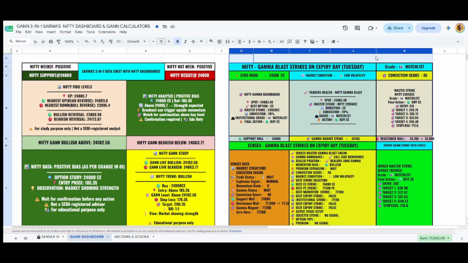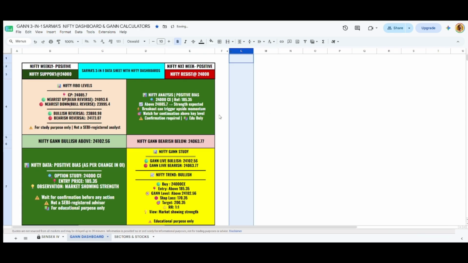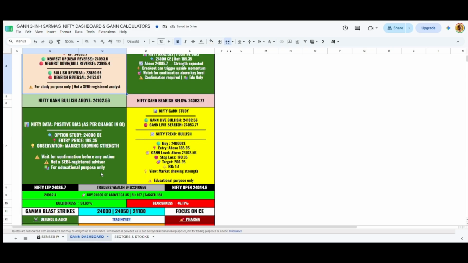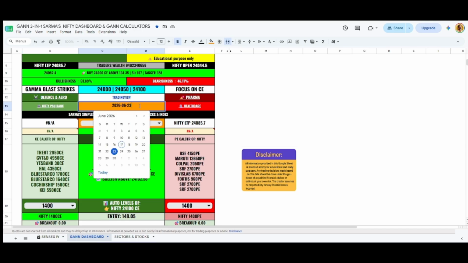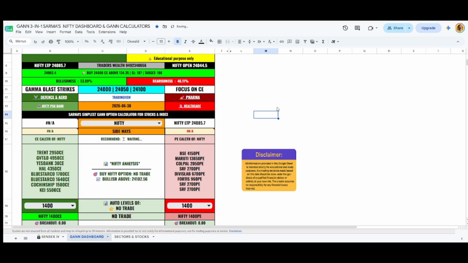First, let me hide this so that you will not be confused. In this you have three sheets. This is called three in one. You have Nifty data and Nifty Fibonacci, Nifty minute to minute momentum, and Nifty GAN, and this is Nifty OI. And after that, you have Gamma Blast strike prices, and you have two sectors over here, two gainer sectors and two loser sectors. And this is the date of expiry. You can select your date of expiry, weekly or monthly.